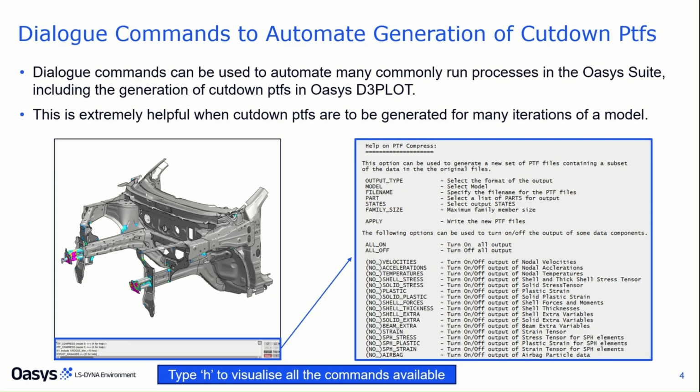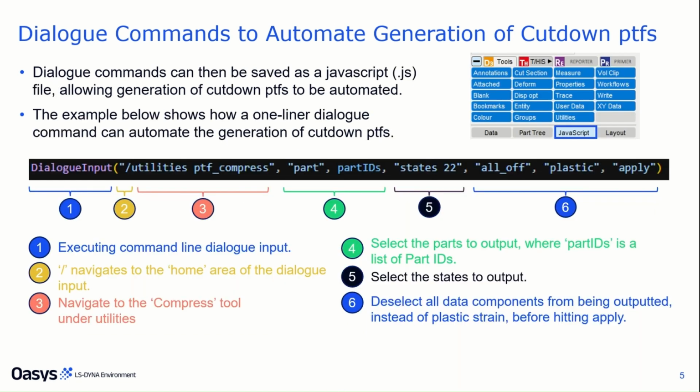Now that we've learned how to use the compress tool, let's briefly talk about how we can automate this process. The first way we can do this is by using dialog commands. These are commands that are typed in the dialog box to instruct D3plot on the actions to perform. To understand the dialog commands available, simply type H into the dialog box. We can save dialog commands into a JavaScript file. What that means is that dialog commands can be saved and easily executed by running the JavaScript in D3plot. The example here shows how a one-liner dialog command is able to automate the generation of cutdown PTFs.